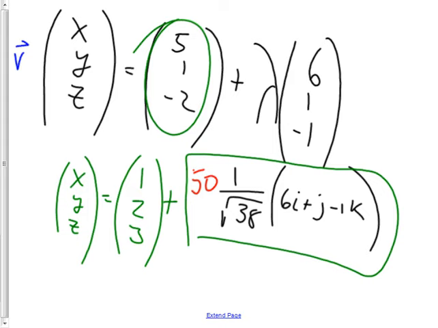A lambda. Couldn't I put the lambda right here? 50 lambda over root 38. Again, there's a lot of ways you could have written that with the lambda out in front of it, or actually probably could put the lambda at the very end here, I suppose. Don't usually do that, but. And then could you have written this in a column vector? Yeah, you could have said 6, 1, negative 1, just like the original one.